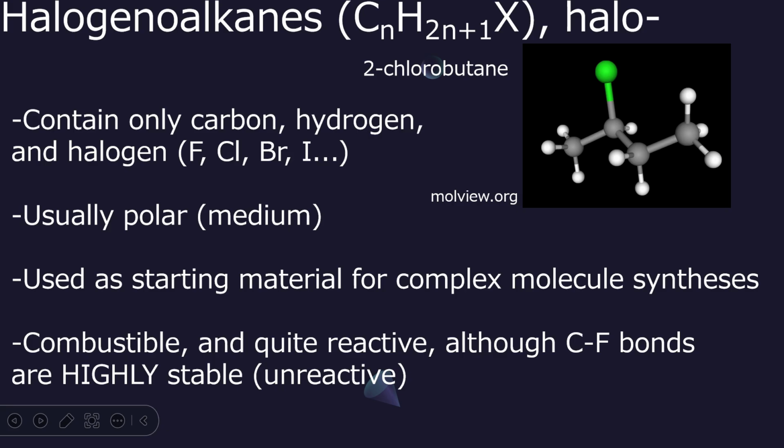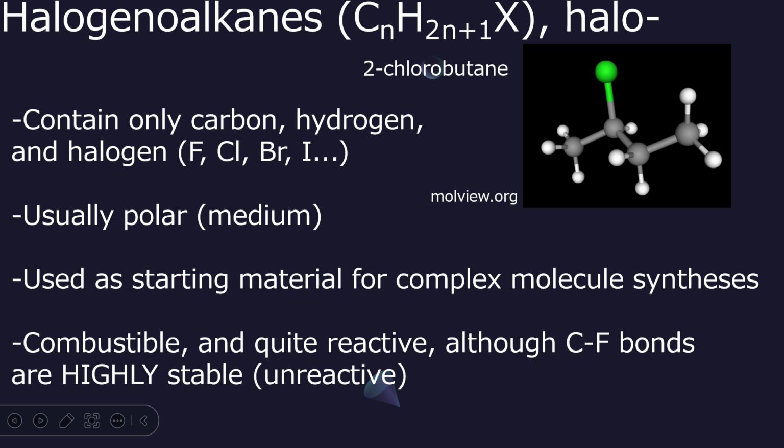All right, so I do want to talk about halogenoalkanes. These have the general formula CnH2n+1X. So instead of H2n+2 for an alkane, one of those hydrogens is replaced just with X, where X is a halogen: fluorine, chlorine, bromine, iodine. Here's an example, 2-chlorobutane. It just has a chlorine attached on the second carbon instead of where there used to be a hydrogen. But these do only contain carbon, hydrogen, and halogens, F, Cl, Br, or I.